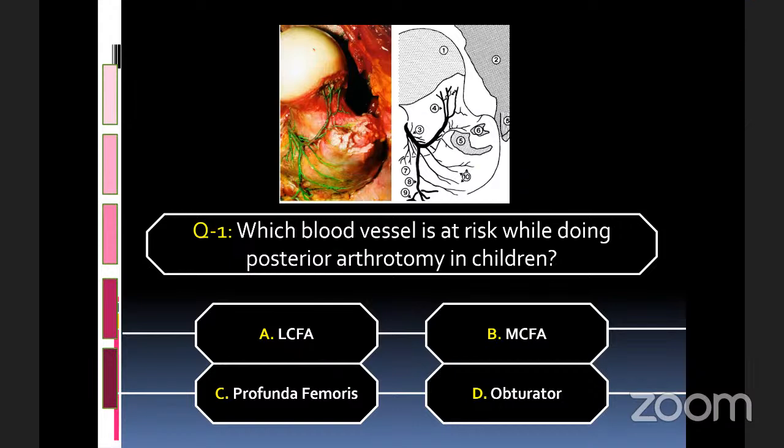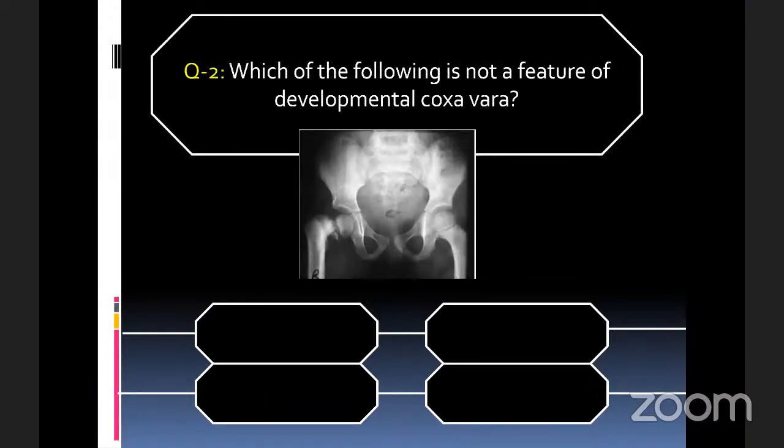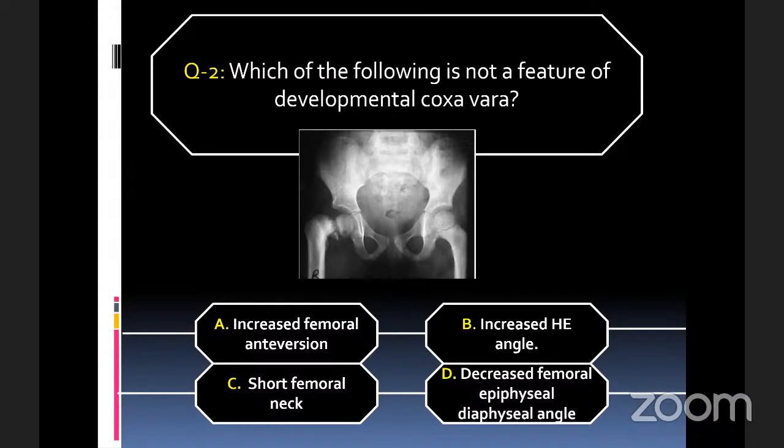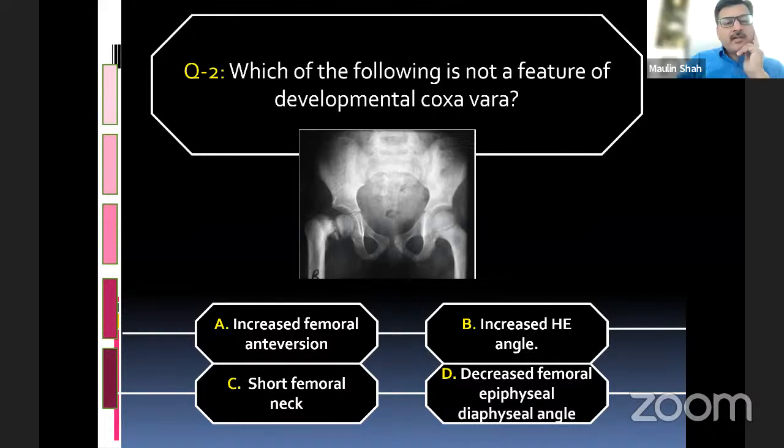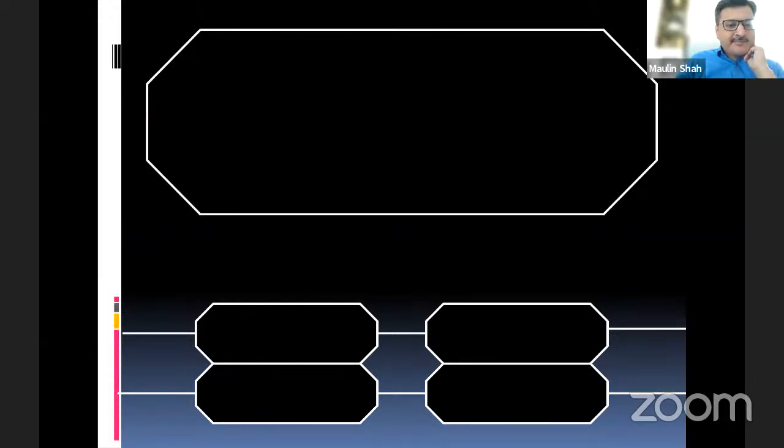Okay, next question is, which of the following is not a feature of developmental coxa vara? Increased femoral antiversion, increased HE angle, short femoral neck, or decreased femoral epiphyseal diaphyseal angle. So these questions are based on our previous module. I think Dr. Manoj Padman taught all of you about coxa vara. So based on your answers, I'm going to talk to different faculties if you give a wrong answer.